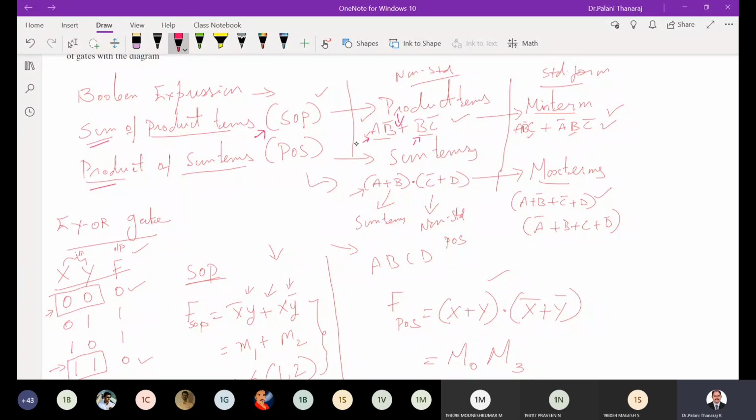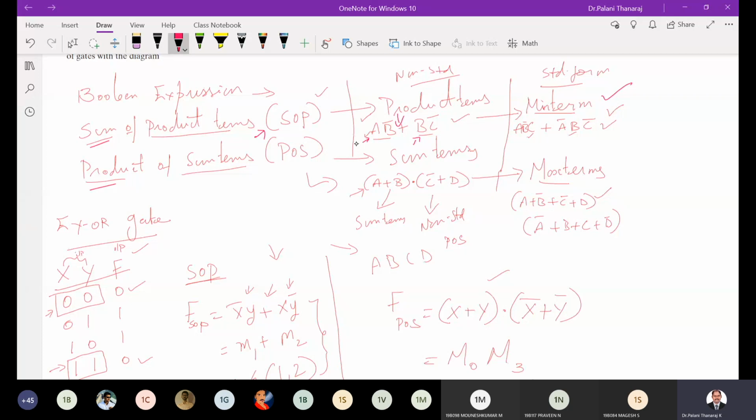A product term is in standard form when each product term has all the variables, either in true variable form or its complement form. That is the standard form. A standard representation of SOP is called the min term form, or canonical form. There are different names for this, canonical or min term. If you have only product terms, it means you have some missing variables, which might be due to some simplification process.